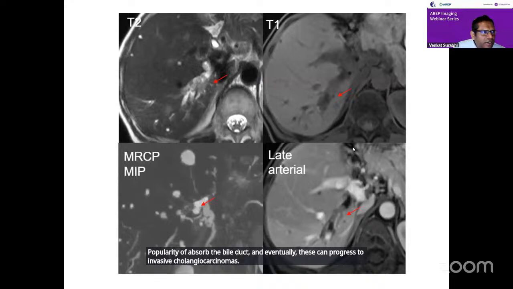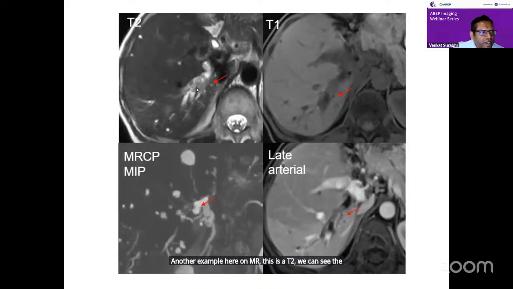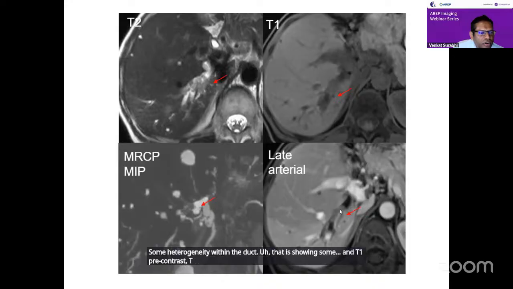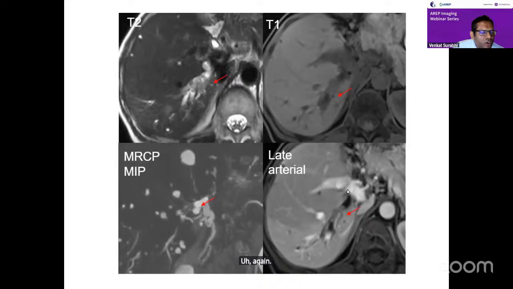Another example here on MR, this is a T2. We can see the right posterior hepatic duct is dilated with some heterogeneity within the duct that is showing some enhancement on T1 pre-contrast and T1 post-contrast images. Again, on pathology, this turned out to be intraductal papillary mucinous neoplasm of the biliary duct.